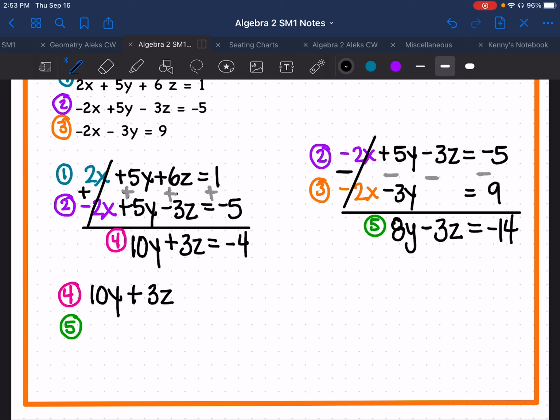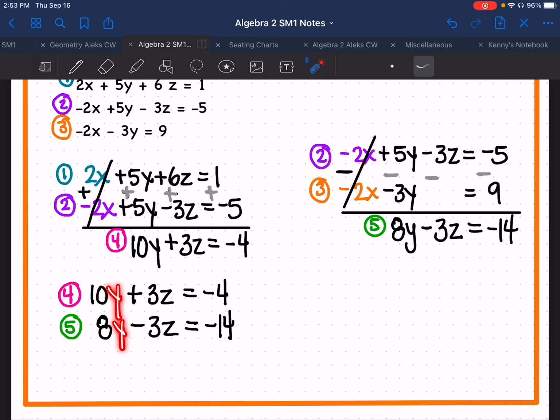I'm paying close attention to the coefficients, the numbers in front of my variables, the letters y and z. There we go. What I see here is that the y's contain different numbers, 10 for equation 4 and 8 for equation 5. I would have to multiply to eliminate there. But let's take a look at the variable z. Notice I have 3 in front of the z in equation number 4 and 3 in front of the z in equation number 5. I can eliminate that. Equation 4 is positive 3, equation 5 is negative 3. They're different signs. So I'm going to go ahead and add them together.